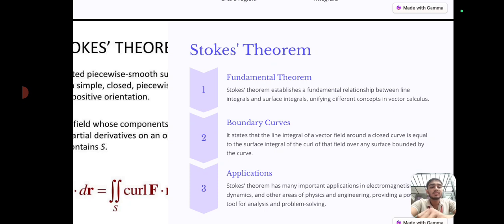Application: Stokes' theorem has many important applications in electromagnetism, fluid dynamics, and other areas of physics and engineering, providing a powerful tool for analyzing and problem solving.